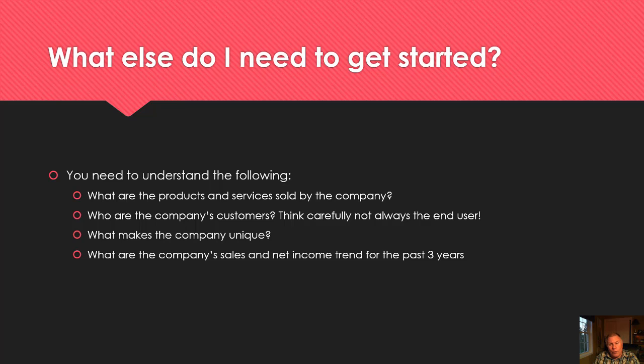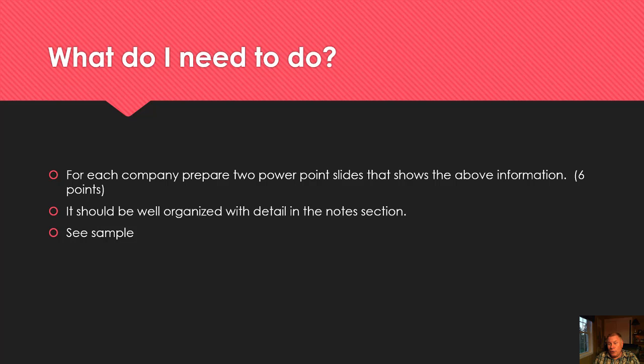And what are the company's sales and net income trend for the past 3 years? So those are the 4 pieces of step 2 in what we're doing. For each company, prepare 2 slides that show the above information. 6 points. Total assignment is worth 12. It should be well organized. Don't need massive amounts of detail. Put your detail in the note section.